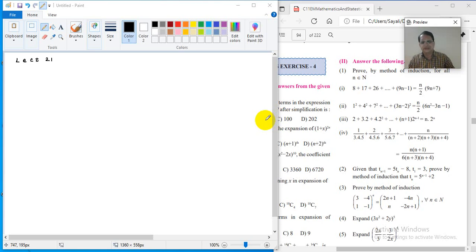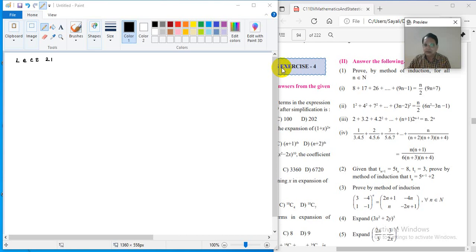In the previous lecture, we were solving the miscellaneous exercise, and in that part 1 of problem number 1 we were discussing. Now, as I told, we will solve one problem from each part of that exercise. So now we will come to the second part, and in that, they have said, prove by method of induction some result is given, and you have to prove that by method of induction.